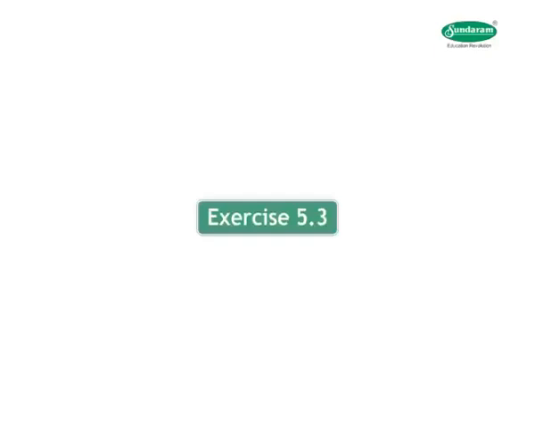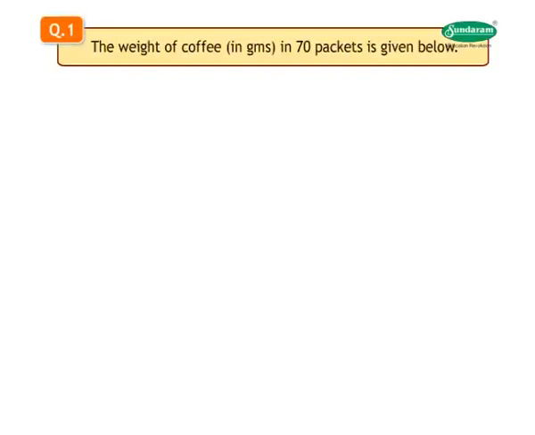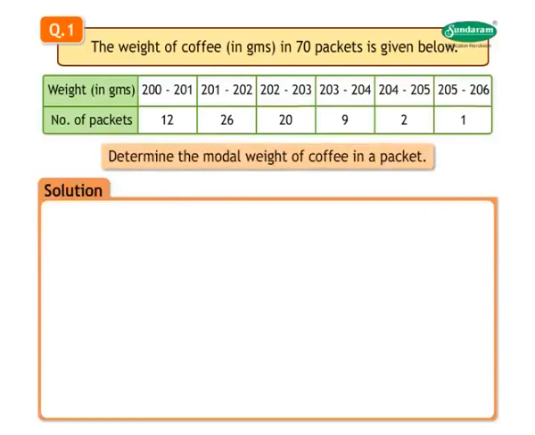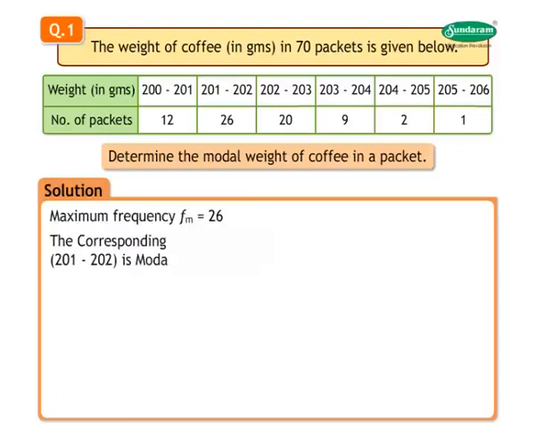Exercise 5.3. Question 1. The weight of coffee in 70 packets is given below. Determine the modal weight of coffee in a packet. Solution. Here, in the above problem, maximum frequency is 26. The class 201 to 202 is called the modal class. Here, L is equal to 201, FM is equal to 26, F1 is equal to 12, F2 is equal to 20, H is equal to 1.